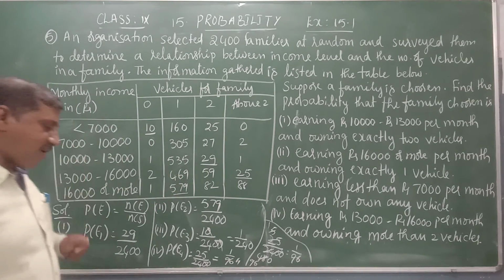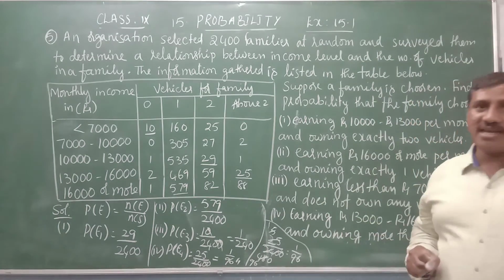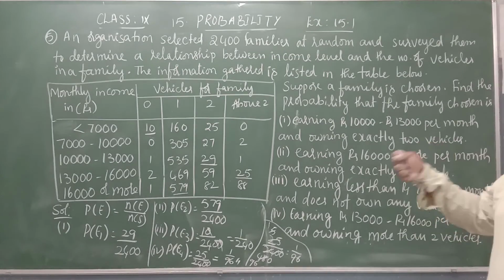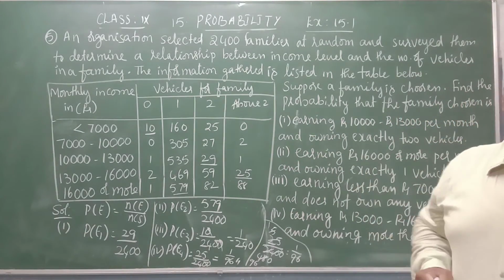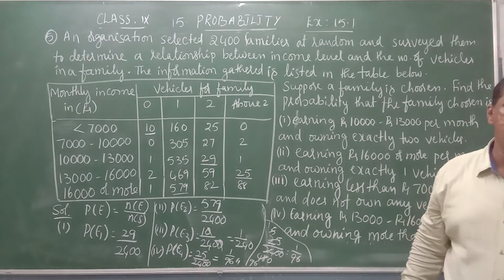Like this we will find the probabilities of given outcomes. Is it clear, children? Though it looks like a very big problem, it is very easy. You need to identify the favorable outcomes of the given event, then we can easily find the probability. Clear?